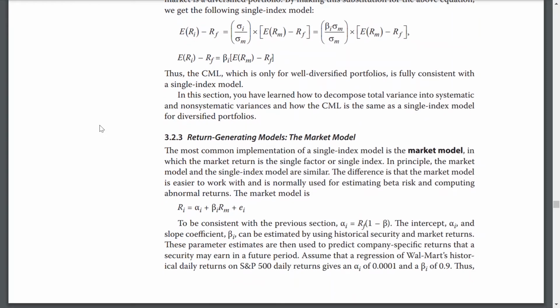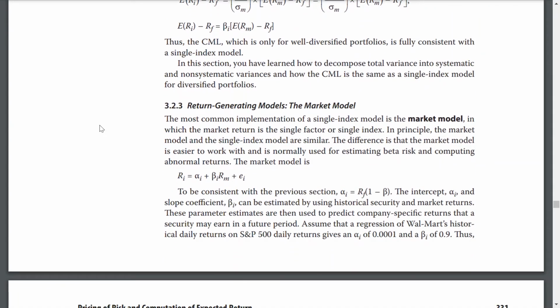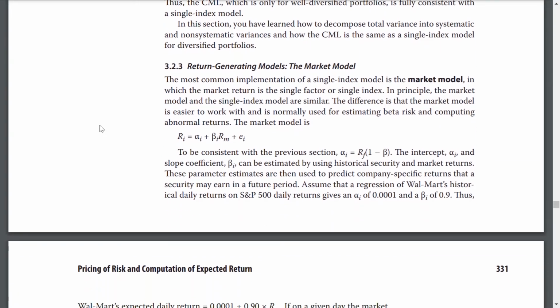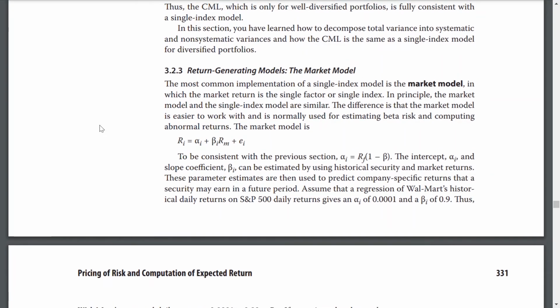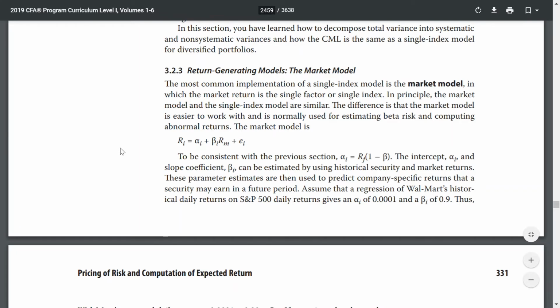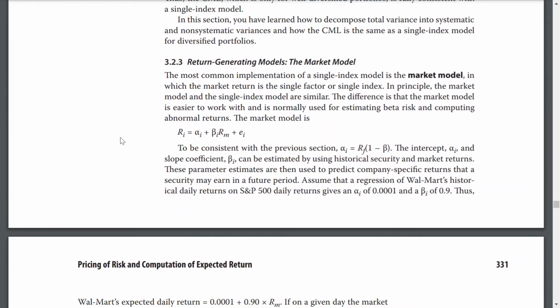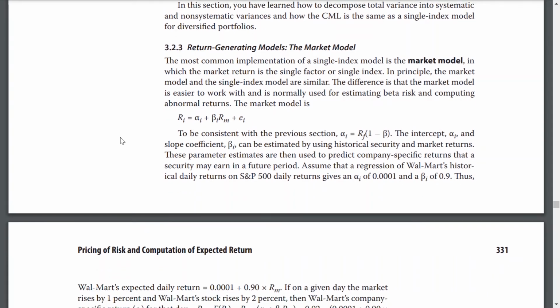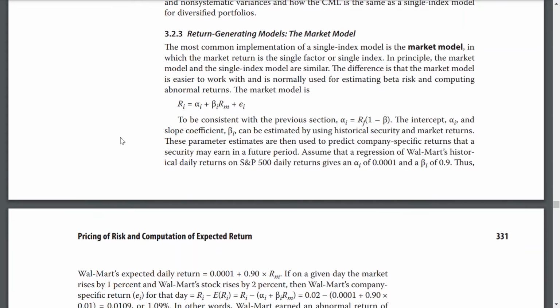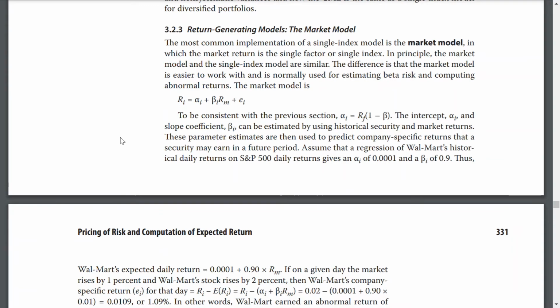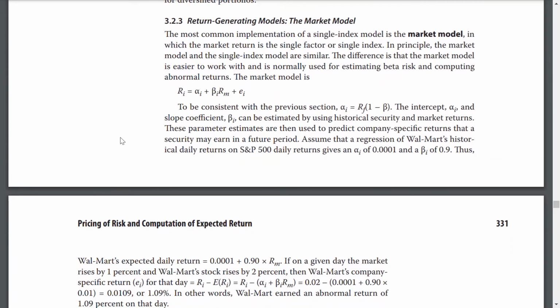Return generating models, the market model. The most common implementation of a single index model is the market model, in which the market return is a single factor or a single index. In principle, the market model and the single index model are similar. The difference is that the market model is easier to work with and is normally used for estimating beta risk and computing normal returns. The market model is as such.